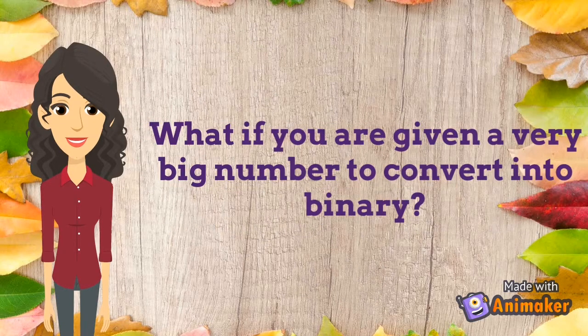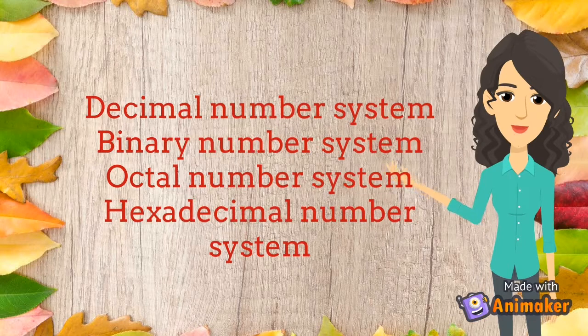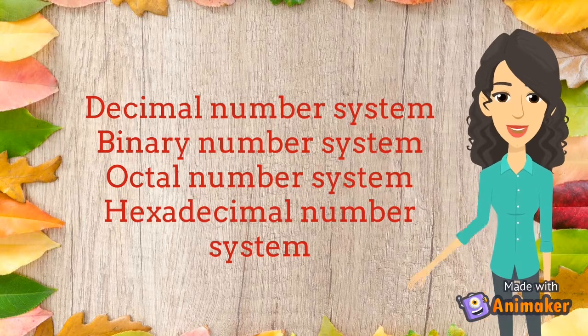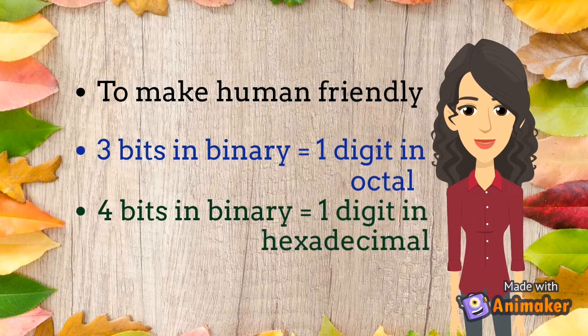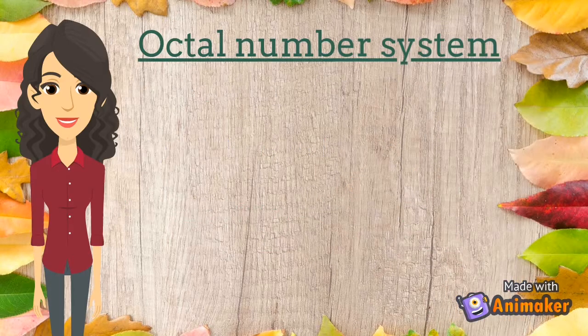Fine. Now we understand that there are two systems. There are decimal number system, binary number system, right? Now we have a question for you. What if you were given a big number to convert into binary form? Have you ever thought of it? It's really a hectic task. So, to make this easier, other number systems were developed, which are named as octal number system and hexadecimal number system. 3 bits in binary is equal to 1 octal digit. 4 bits in binary is equal to 1 hexadecimal digit. Come, let's learn more about the number systems.